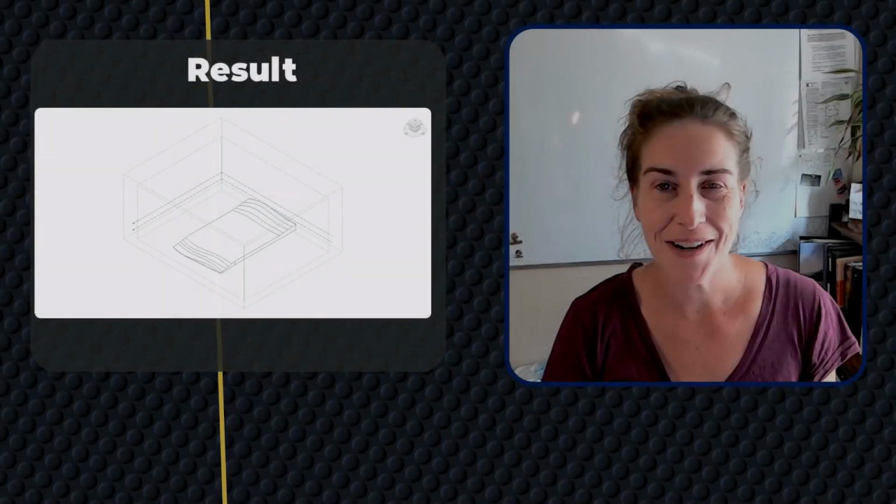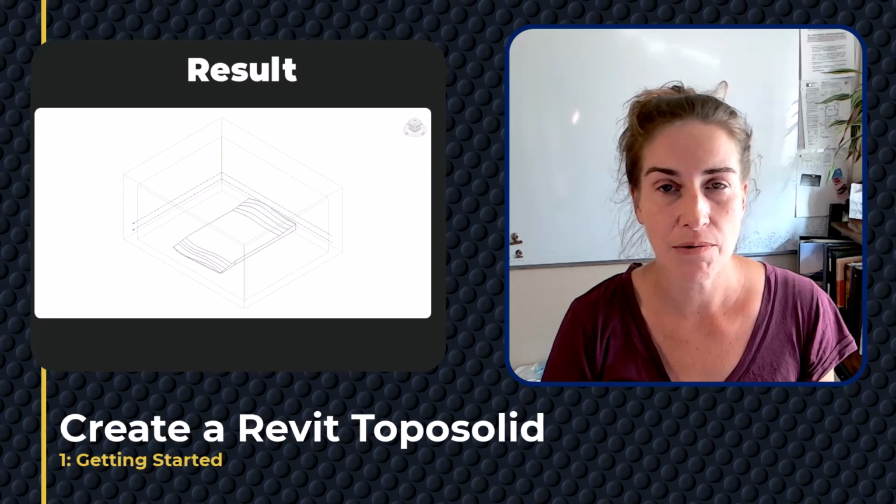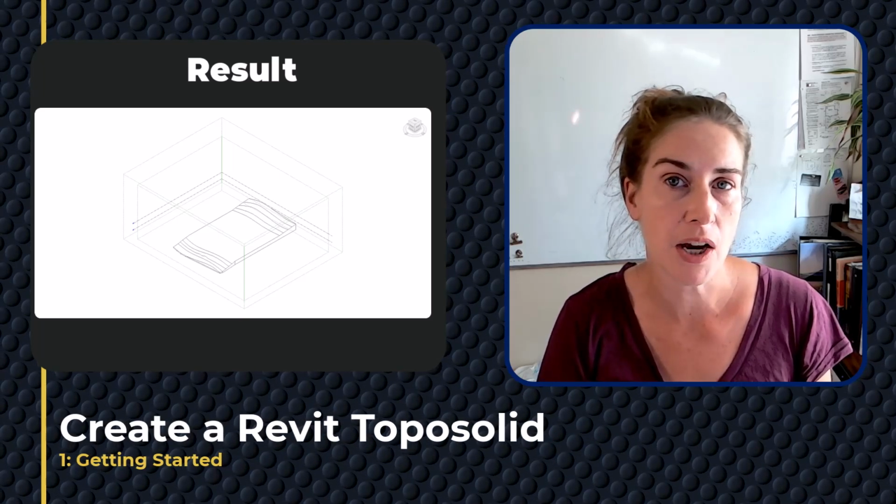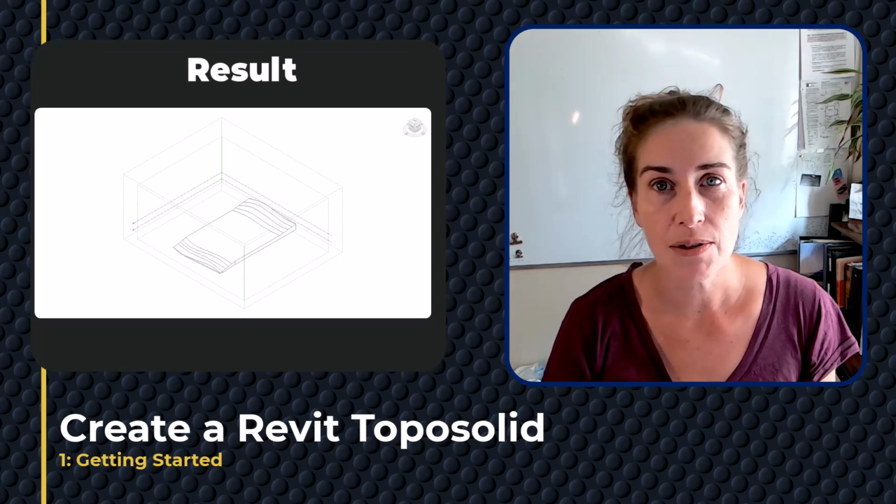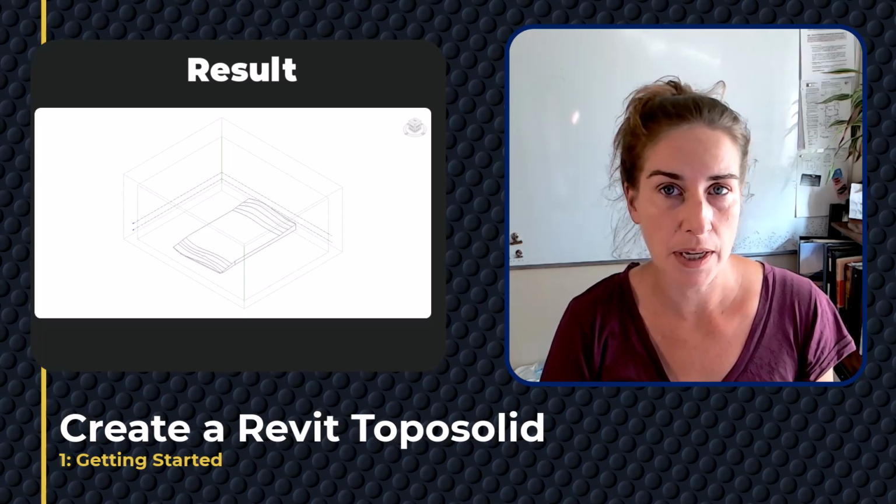So as a reminder, in this video we went over creating a Revit Toposolid out of a 3D AutoCAD file. We also used the Pin tool as well as the Draw panel when we created those property lines. I hope this helps.